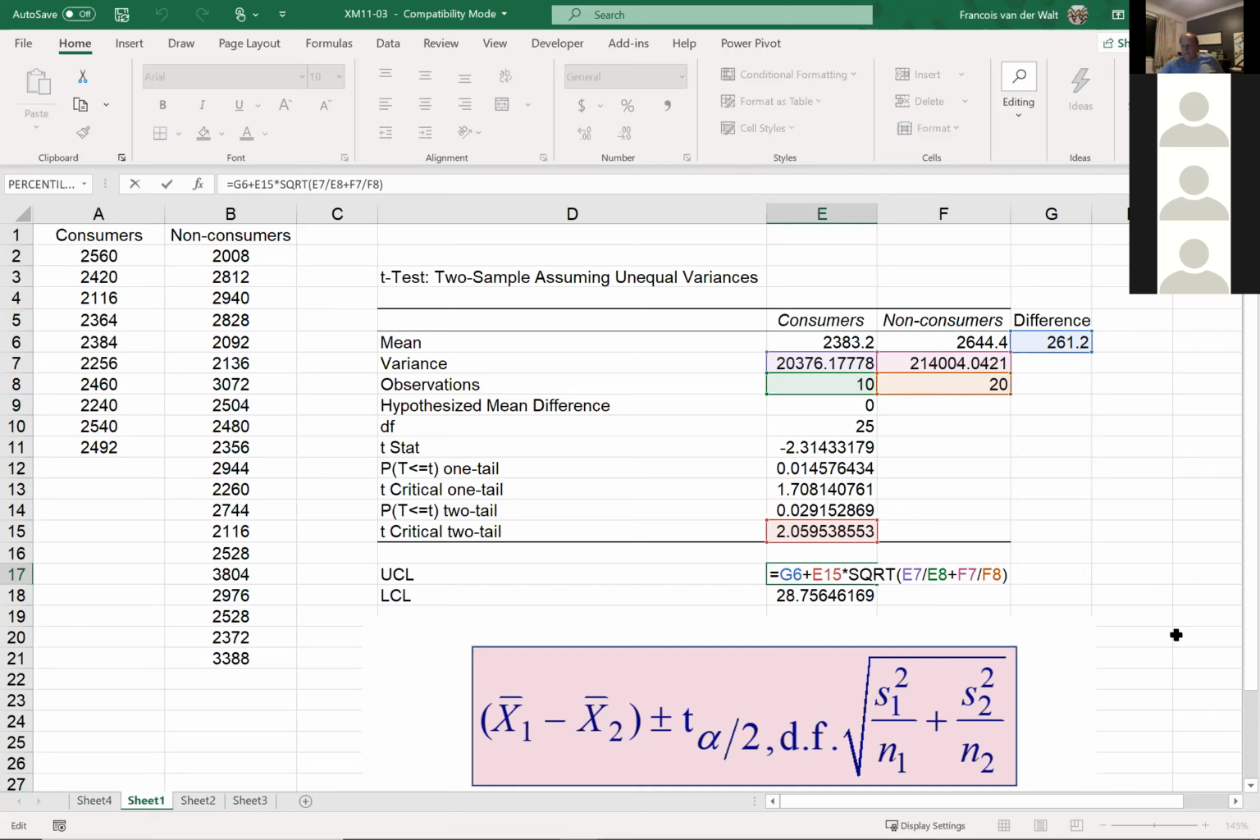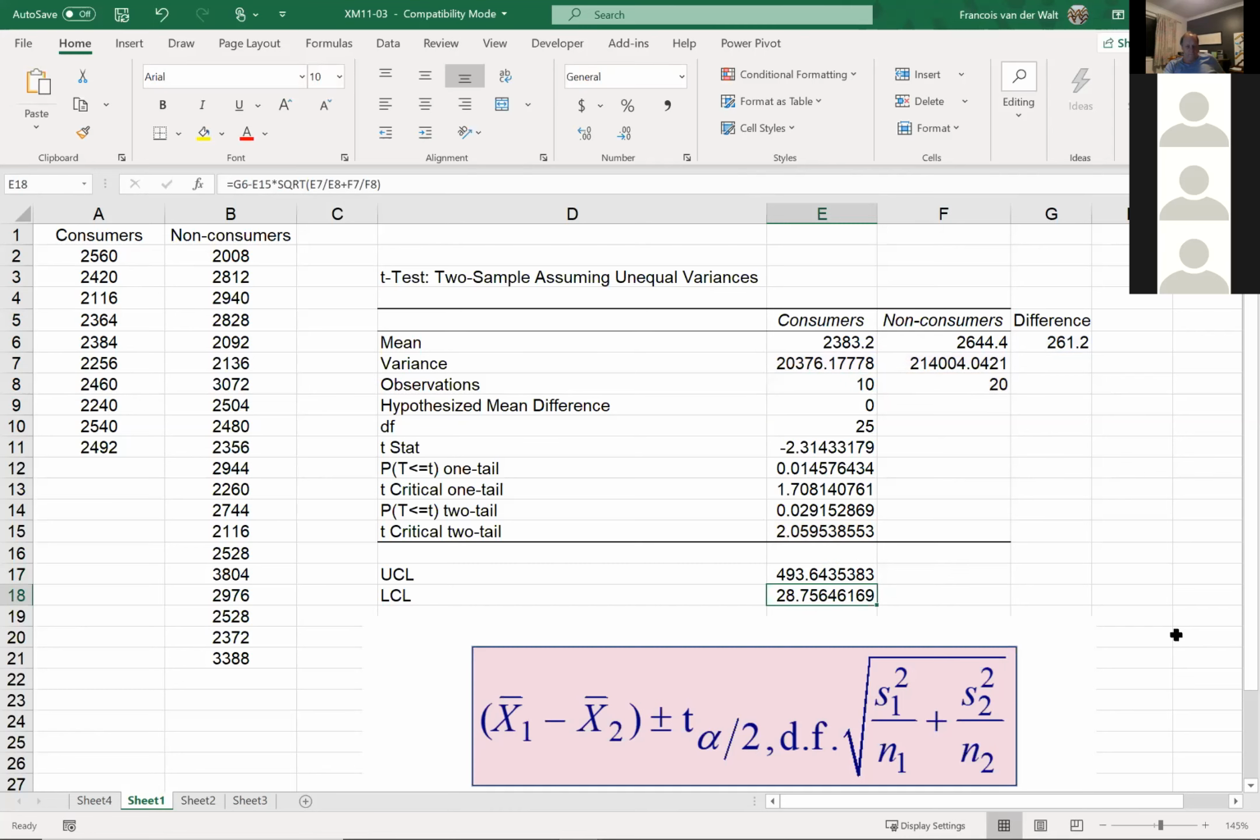Did anyone else do the sums, and what did you get? Taria, did you do it? Yeah, but I've just done the lower one. The upper one is not coming because in my difference it's showing a minus 261.2 in the difference between two means. Is yours a minus here? Yeah. Well, just reverse it around so that you subtract non-consumers minus consumers. Okay. Is it right now?